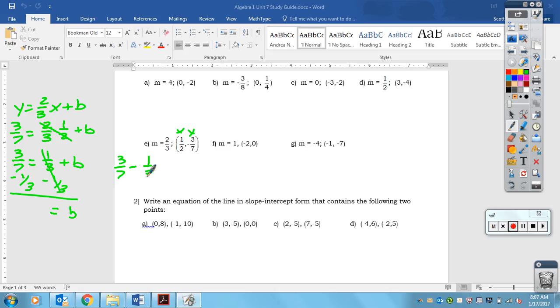3/7 minus 1/3. In order to do this, we need to get a common denominator, which is 21. 3 times 3, 9 over 21; 7 times 7. Minus 7 over 21 is 2 over 21. B equals 2 over 21.